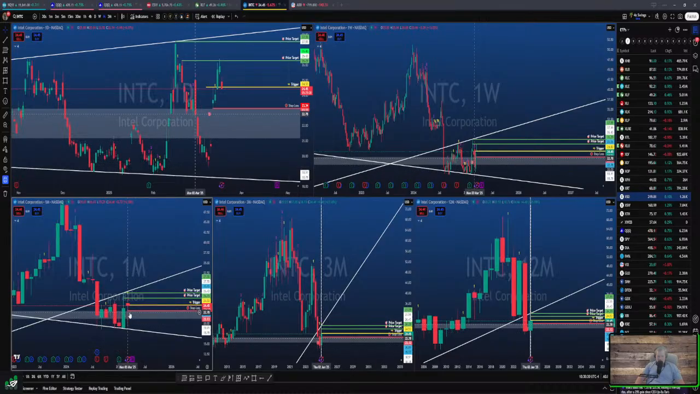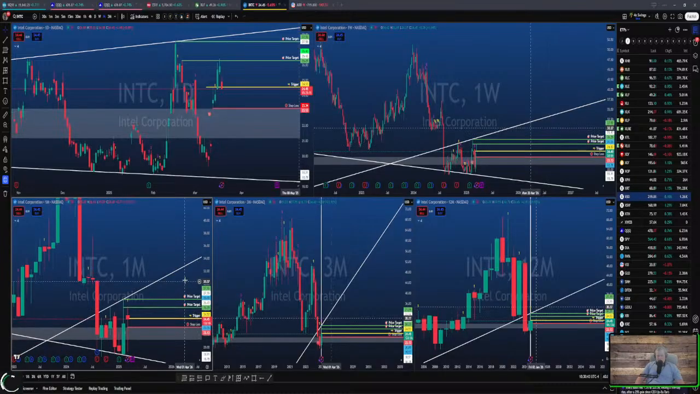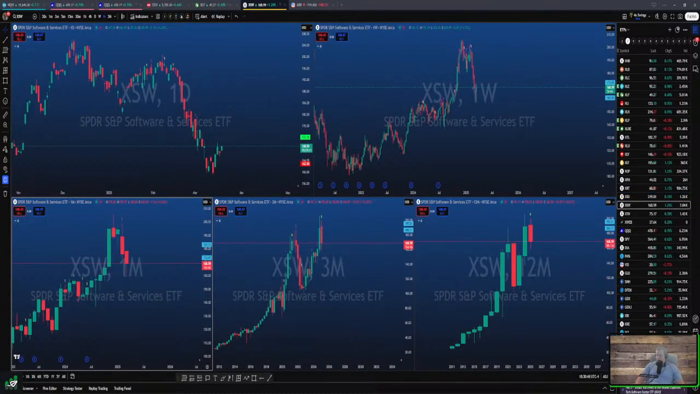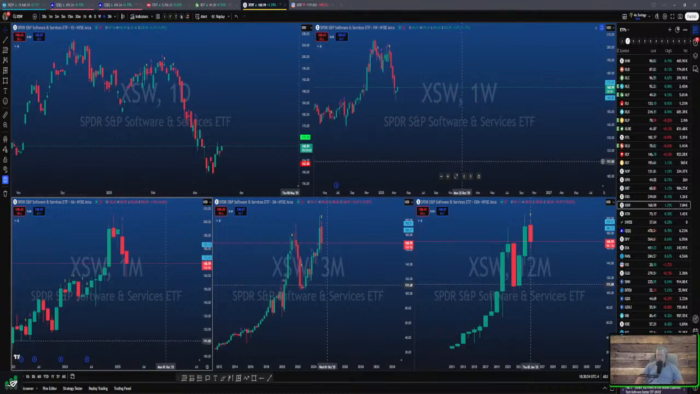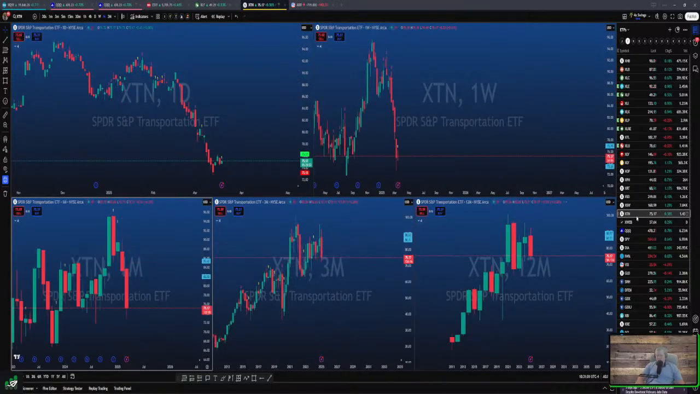The month is almost a doji, and actually when I took this, it could have very well already been a green month. So anyway, I'll keep watching that. Keep going here. Software, not interested.